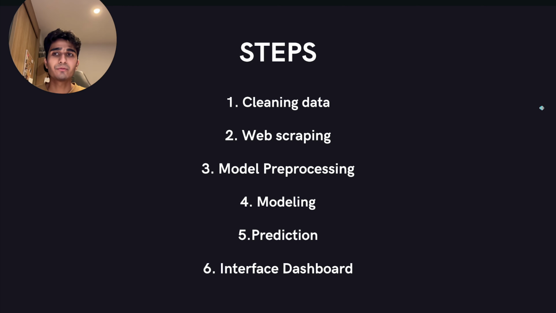So these are the steps we used in our project. First we cleaned our data, our IMDb data, and then we used web scraping to add plot synopsis. Then we pre-processed our model, and then we modeled it using k-means clustering. And then we predicted using a cosine similarity matrix. And then finally we used an interface.